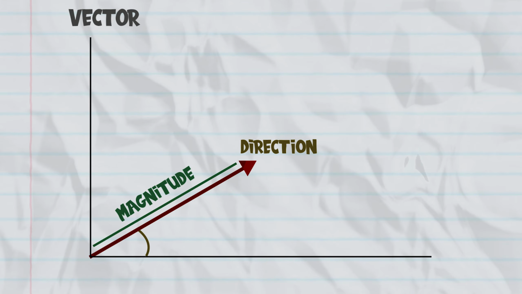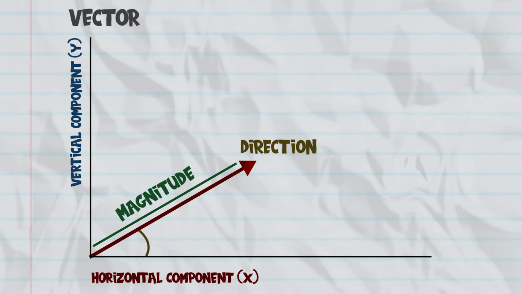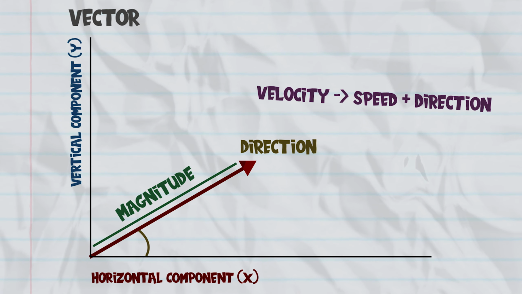A simple way to represent a vector is using X and Y coordinates. X being the vector's horizontal component, and Y being the vector's vertical component. We can use vectors to represent multiple things. Take velocity, for example. Velocity is essentially speed combined with direction. A vector's magnitude gives us velocity speed, and the vector's angle gives us velocity direction. The longer the magnitude, the greater the velocity speed. We can also add vectors together.